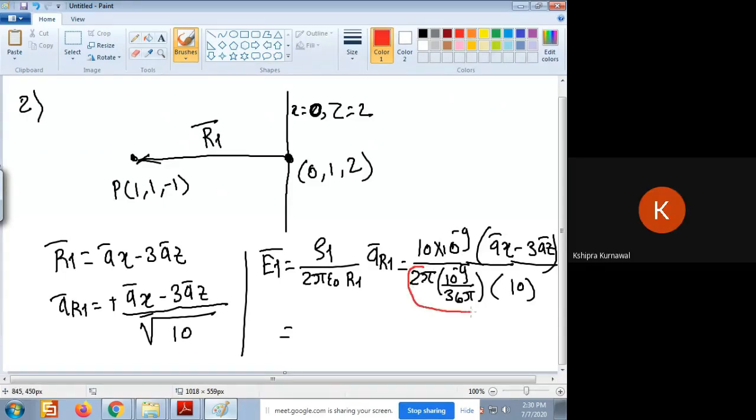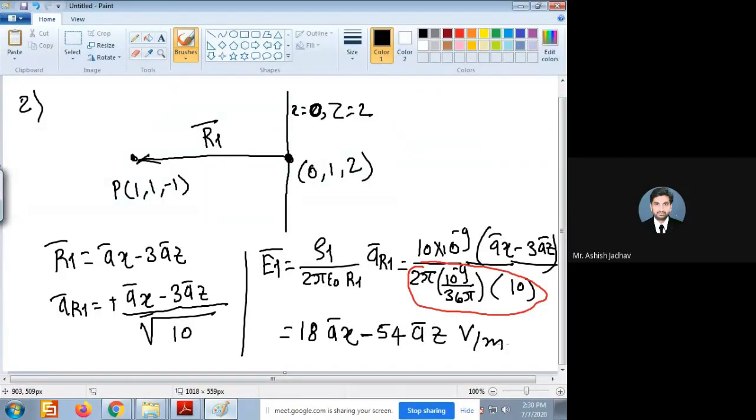18 A bar x minus 54 A bar z volts per meter. Okay, so we got EL bar, and the next step is to find the ES bar, right?